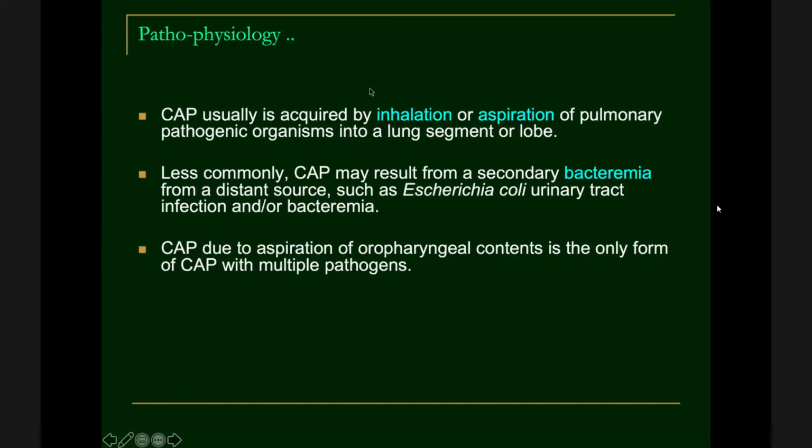Coming to the pathophysiology, community-acquired pneumonia is usually acquired by inhalation or aspiration of pulmonary pathogenic organisms into the lung segment or lobe. Less commonly, it may result from secondary bacteremia from a distant source such as E. coli urinary tract infection. Community-acquired pneumonia due to aspiration of oropharyngeal contents is the only form of community-acquired pneumonia with multiple pathogens. So in community-acquired pneumonia because of aspiration, you can find multiple pathogens.